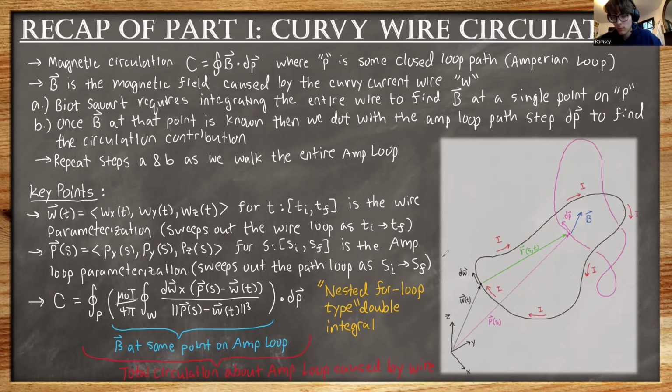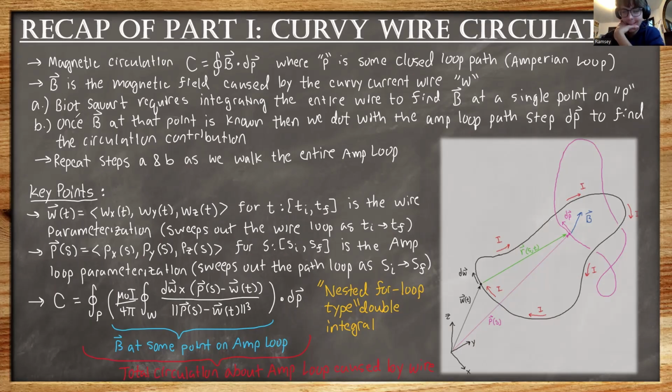And at that point, if the amp loop is comprised of infinitely many little dPs, and for each dP you must integrate infinitely many dWs going across the wire every time, then we're already at infinity times infinity level of complexity in this problem. You can see how this takes a while to figure out.